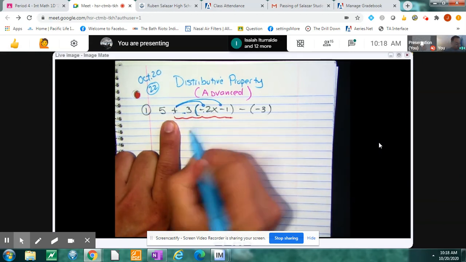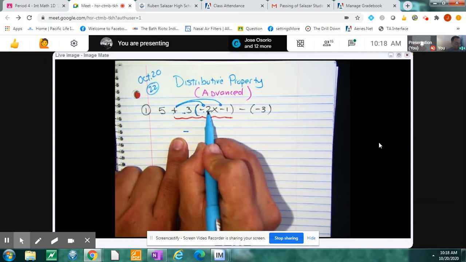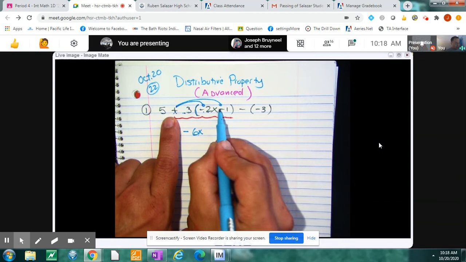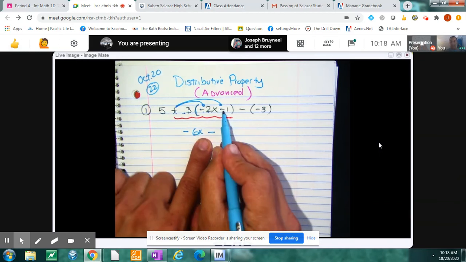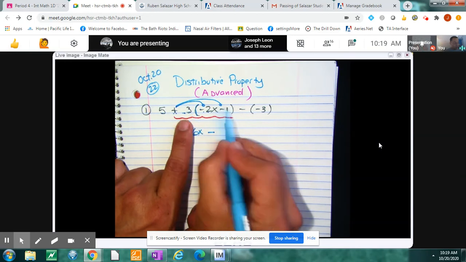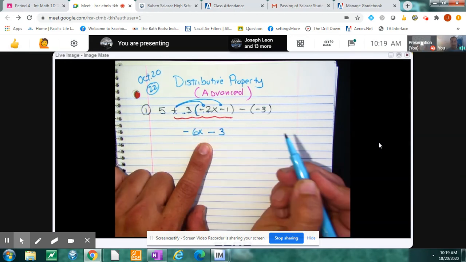Positive times negative is negative. 3 times 2x is 6x. Positive times negative is negative. Just because it's negative doesn't mean I just drop it down. You have to multiply, and then 3 times 1 is 3.